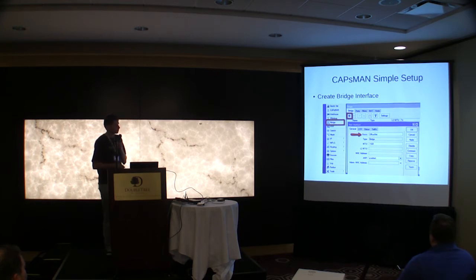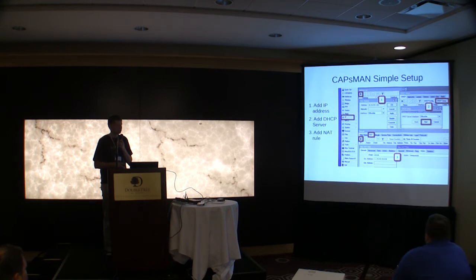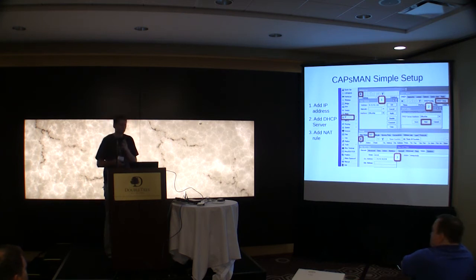Then we just create a regular bridge interface, go into bridge, call it OfficeNet, just like in the slide. After that, we add an IP configuration. We add the local IP address on this interface, enable DHCP servers, so all your clients that will be connecting to the caps will get an IP address. And you will also enable masquerading, or if you are a big provider, you can also have a real IP address, and you don't need this NAT function.